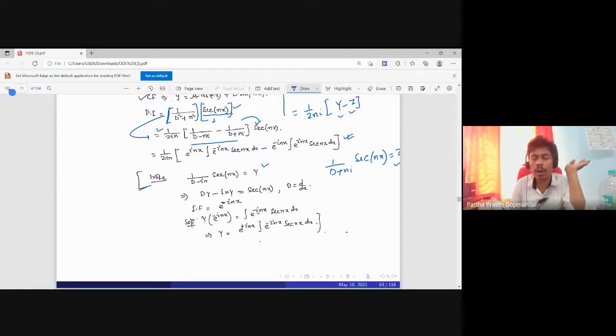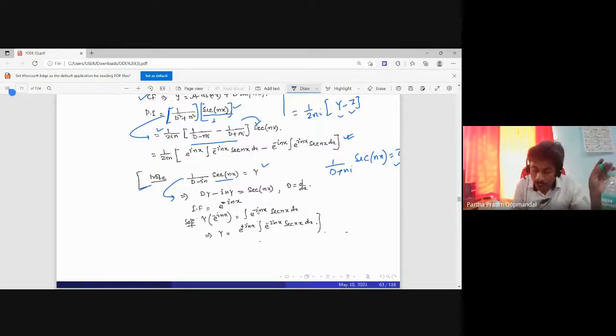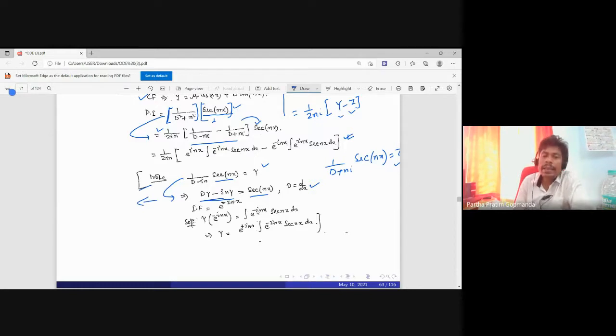So we have to now work on how to find this capital Y and capital Z. I have shown here how to find Y. So 1 by D minus ni, that you are operating on sec nx, you are getting back Y. So you can form out of it a first order differential equation, and a similar discussion we made in the last class. So it will be (D minus in) Y equals sec nx. Remember, D is d/dx, first order derivative. So this is nothing but a first order linear differential equation.